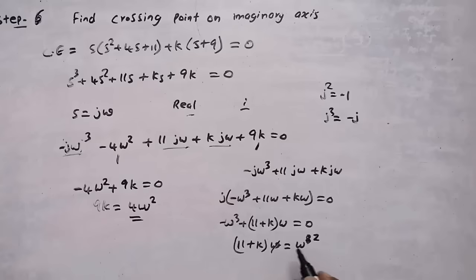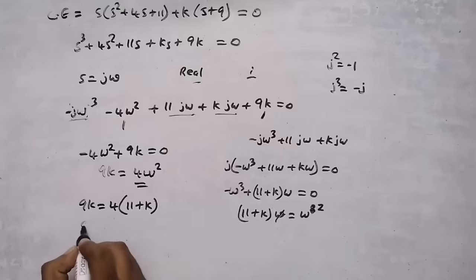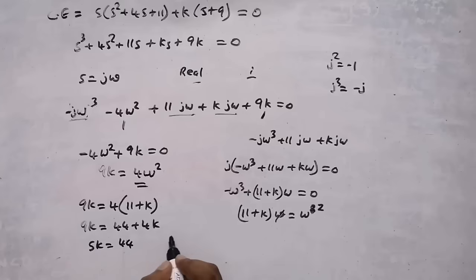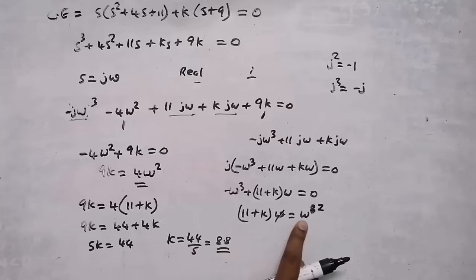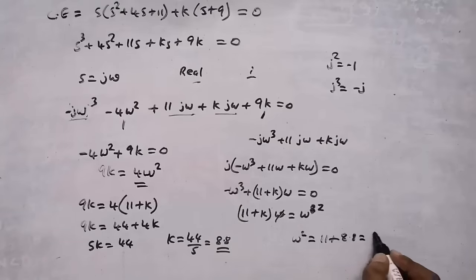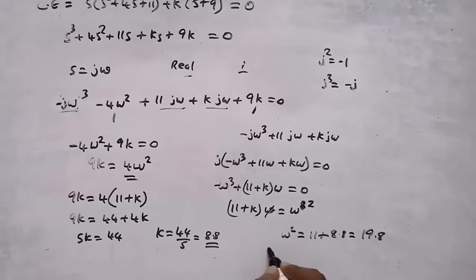Substitute here. So we will get 9k equal to 4 into, instead of omega square, we can write 11 plus k. From this we will get 9k equal to 44 plus 4k. From this we will get 5k equal to 44. Therefore, the k value is 44 divided by 5, that is 8.8. Now for getting the value of omega square, it is 11 plus k. The k value is 8.8, so 11 plus 8.8 is going to be 19.8. Therefore, omega is root of 19.8.